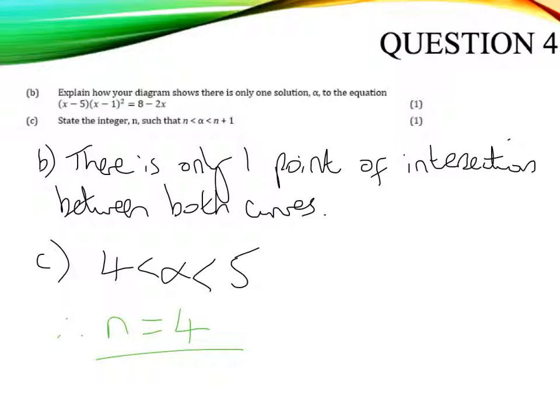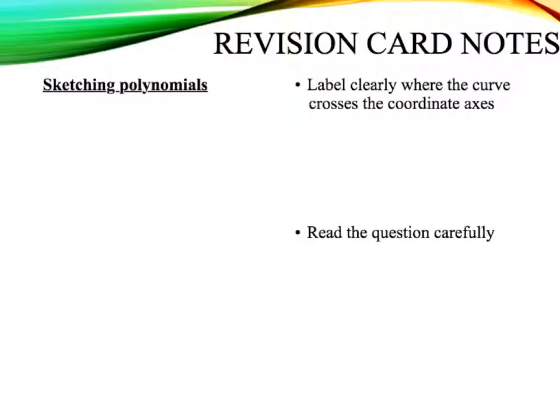Part A took a little bit more work. So when we're sketching polynomials, make sure that as ever you're reading the question really carefully. Label clearly where the curve crosses the axis, so make it really obvious. And if you have to do it more than once, just do it lightly in pencil first. Here's a quick tip for you.